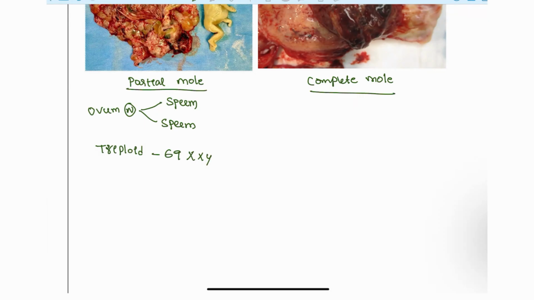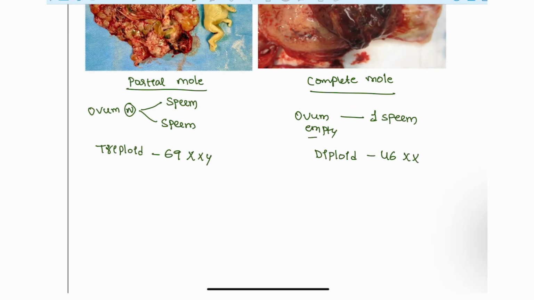Next, in the complete mole, the ovum is going to be empty, and at the same time it is going to be fertilized with one sperm. It will form only a diploid, that is 46XX, because an empty ovum is present here. This is the one thing.